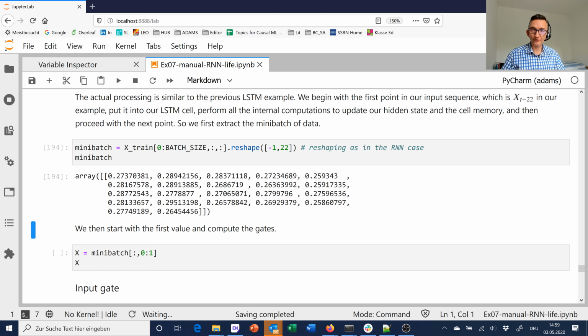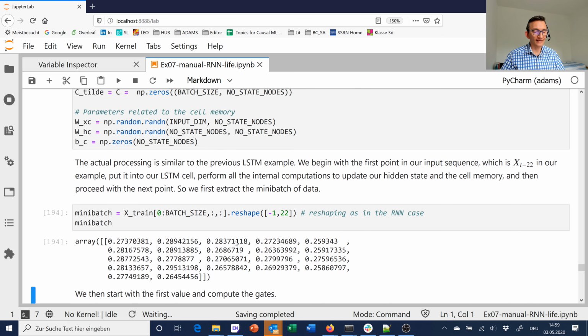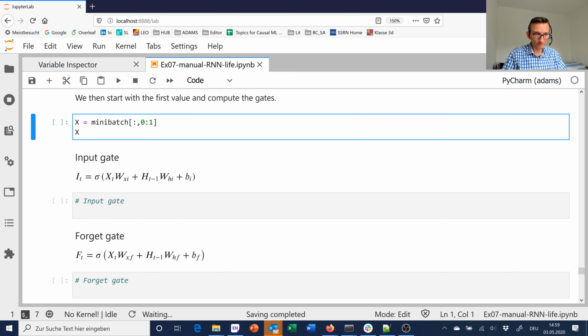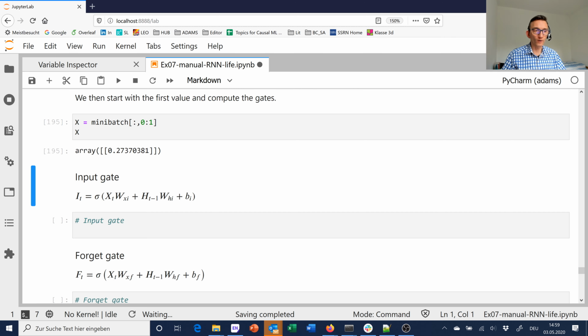I pull out the very first element and I call that X. And I call that capital X because in the equations above you've seen a capital X. Okay, and that just is one number. So it looks very much like a big matrix, but it isn't. It's just one number.